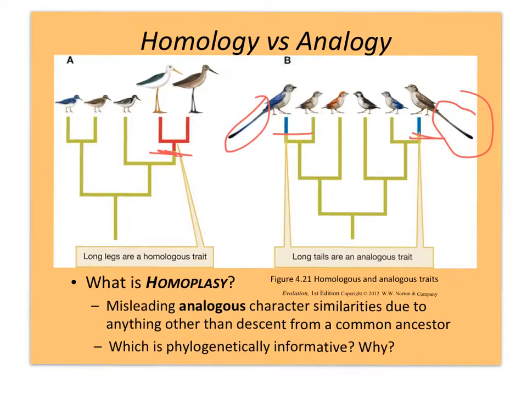So when you have traits that are similar not due to ancestral descent, but perhaps due to similar environments, then if you try to do a phylogenetic tree on that one trait, like these tails, you would be led astray. It's actually called homoplasia. You don't have to know what that is.